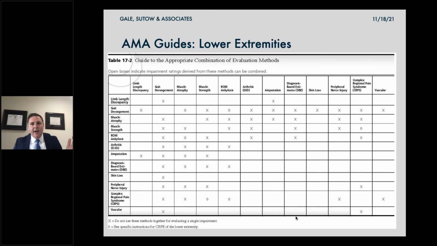Here's a great graph to keep, to look at whenever you get a report in that's got lower extremity injuries. Often doctors don't comply with these. If you have one of these diagnoses on one of these issues, go across, make sure they're not combining gait derangement with amputation, make sure they're not combining muscle strength with atrophy. And it's an easy way to check off some of these. And I can tell you there's many doctors who still do not comply with these AMA guide requirements.